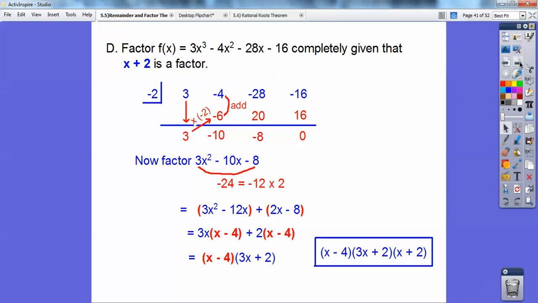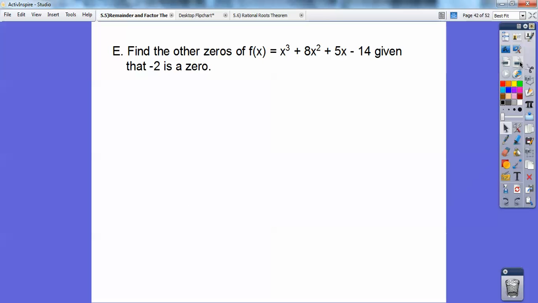Okay, now you're going to see: find the other zeros given that negative 2 is a 0. This is different. When negative 2 is a 0, that's your box number. When it says x plus 2 is a factor, you do the opposite. But when they give you the 0, that's your box number. It's not the opposite. So if this is a 0, I should get a 0 when I synthetically divide negative 2 into this. So I'm going to synthetically divide. There's my 0.